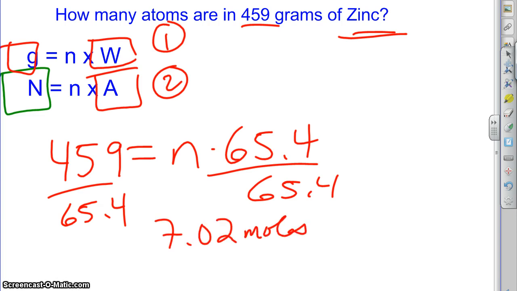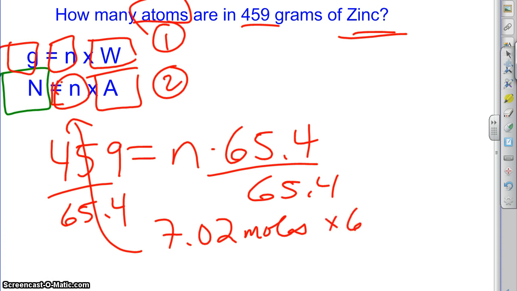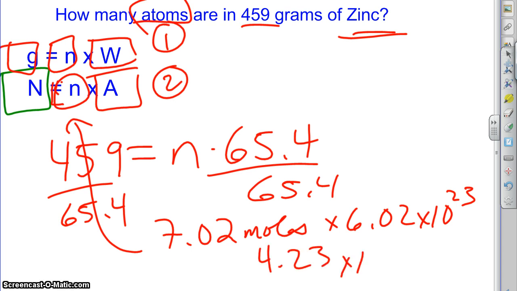Now we know this, so we can plug it in up here to get the number of atoms, and that's going to be moles times Avogadro's number. So we can take that times 6.02 times 10 to the 23rd, and boom, 3 sig figs, 4.23 times 10 to the 23rd.